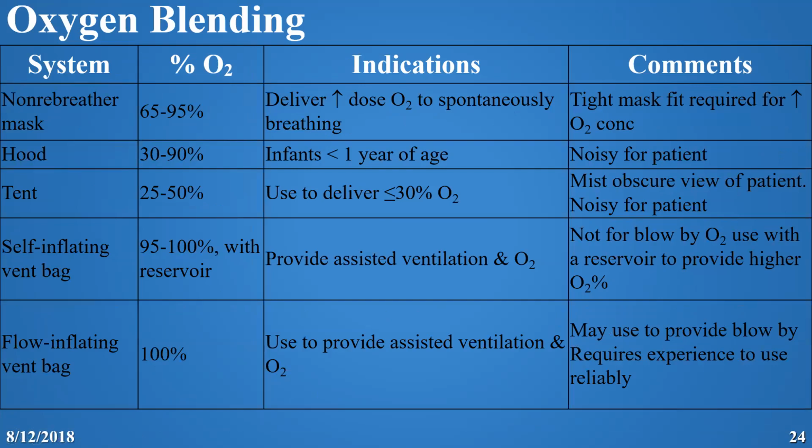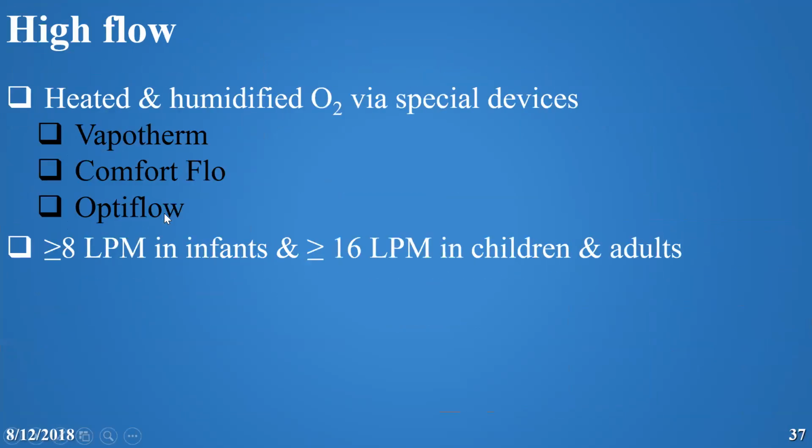Non-rebreathing, because there is no leak, the baby will not rebreathe its own air. It gives us more oxygen, up to 95. That's why when the baby is breathing spontaneously, if we use non-rebreathing, it will get more oxygen. Now, it's very important that it should be very tightly fit on the baby. Hood, I will show you the hood. Tent, I will show you the tent. We don't use it anymore, neither hood nor tent. Self-inflating bag, the Ambu bag. If we use a reservoir, hey.